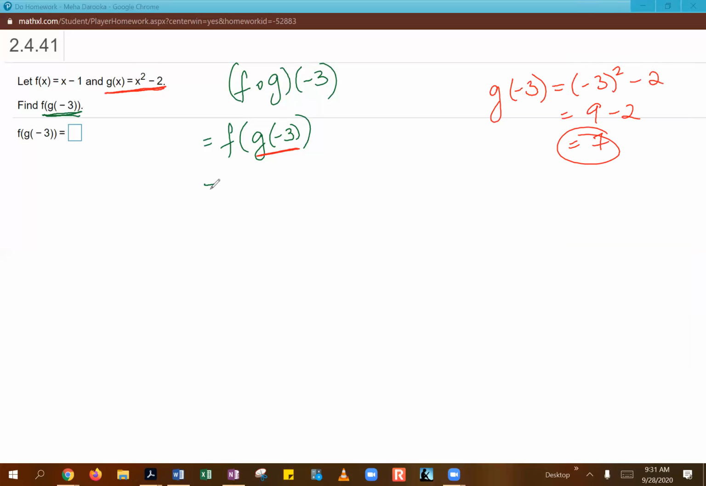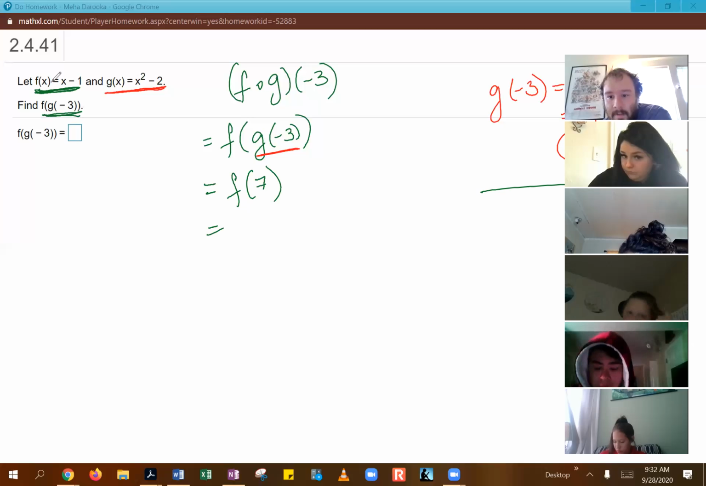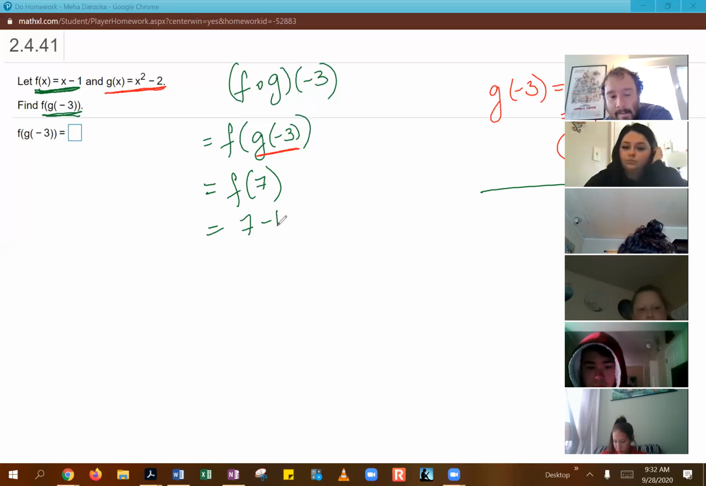So now we will say, okay, this equals f of g of -3, which came out to be 7. So you're actually going to put 7 in here. And now for the f of 7, obviously we will go to this function over here. What do you think f of 7 will come out to be? 6. Yeah, because that's x minus 1, right? So that will just end up becoming 7 minus 1, which gives you 6.